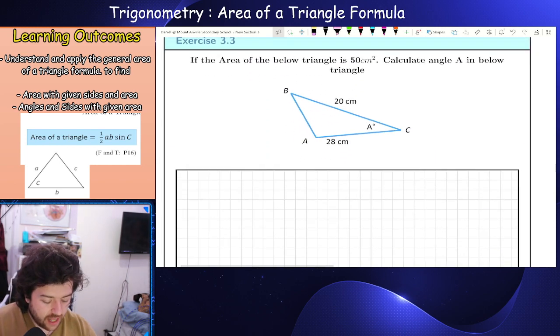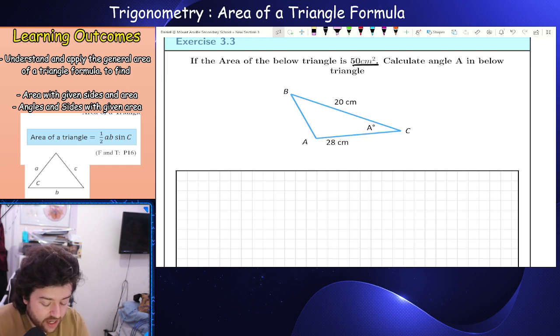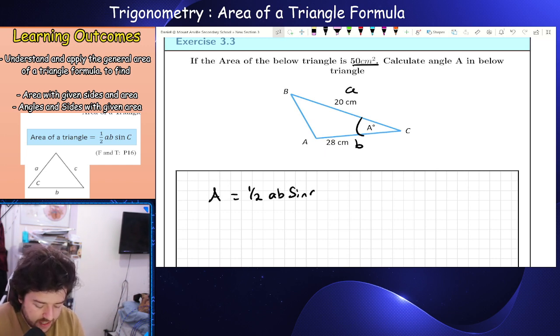Finally, let's look at the last one again. This one now, again, we're asked to find the area. Not the area, we're given the area and we're asked to find a missing angle. So again, look, one side, two side, angle in between. So area equals a half AB sine C. So area is equal to a half times 20 times 28 sine A.